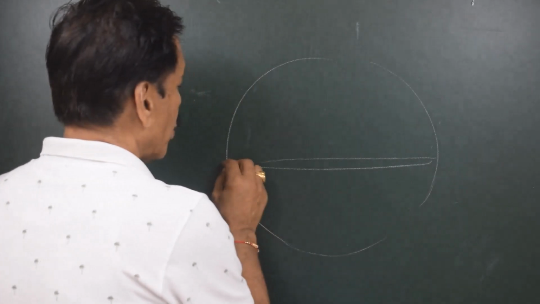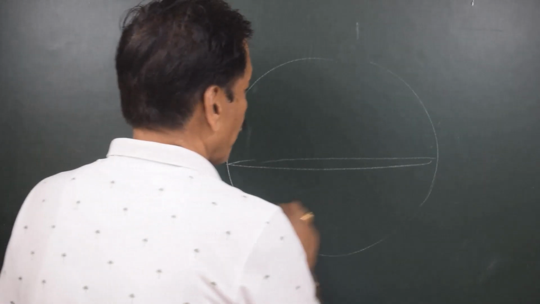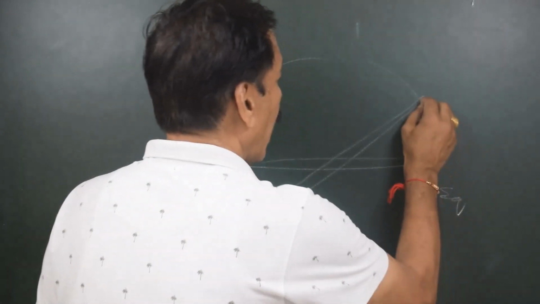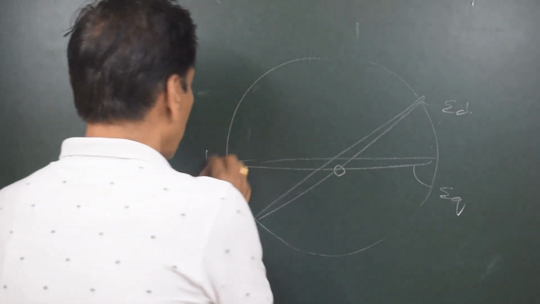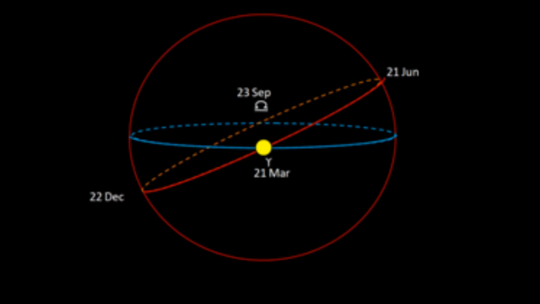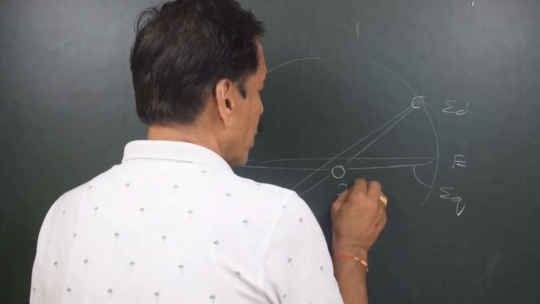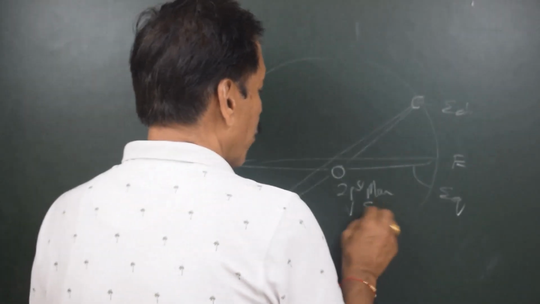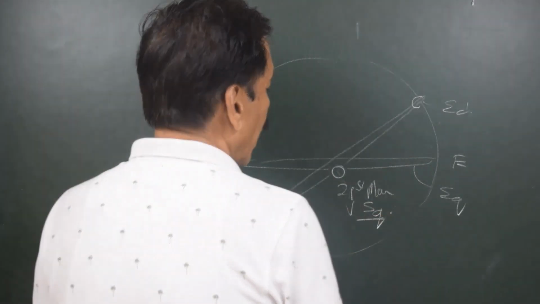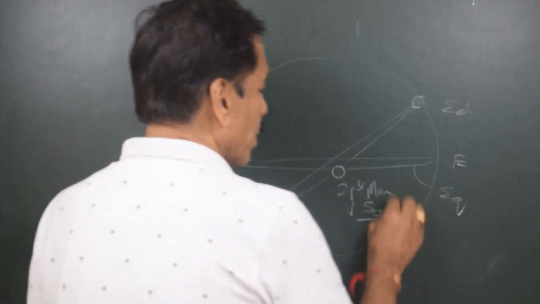In the well known, earlier introduced diagram of the celestial sphere, we see the equinoctial and here is the ecliptic. The sun travels from west to east. Now this is the position of the sun on 21st March approximately. This is called the vernal equinox, right? And the declination of the sun is 0.